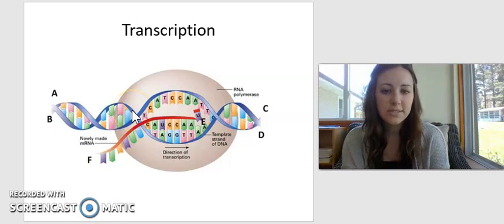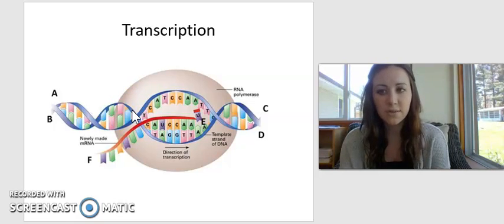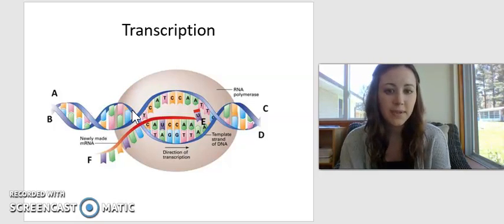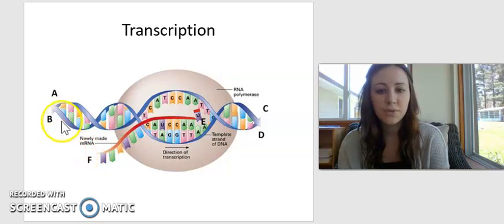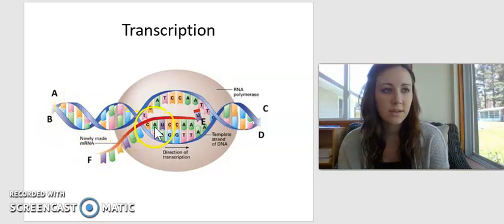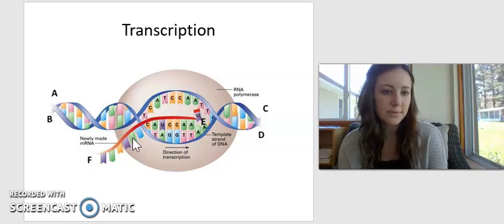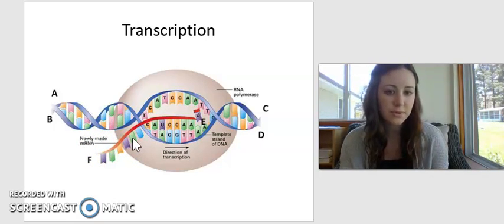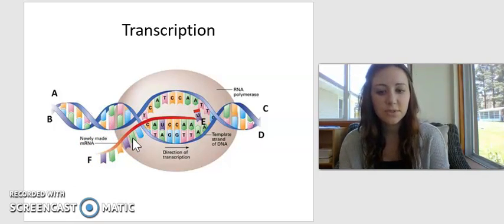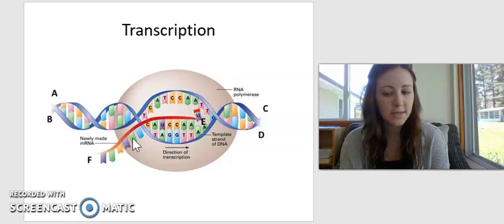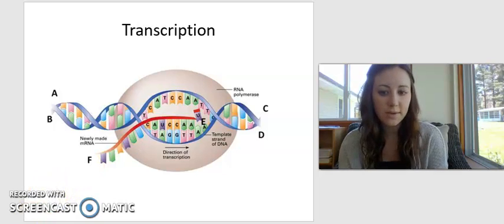So when you're transcribing something, think about like a court reporter. They're sitting in the courtroom and they're typing what they hear. The messenger RNA kind of does the same thing. They're going to code the DNA. They're going to take the DNA and they're going to create a new molecule, and that new molecule is going to go to the ribosomes to be translated into a protein. So really with transcription, all we're doing is recopying that code in a different way with the messenger RNA.